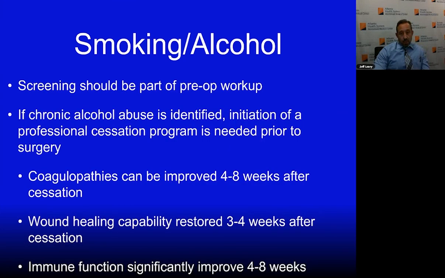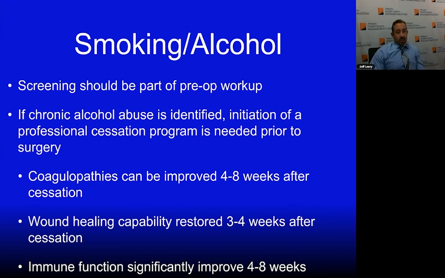The screening workup, there should be a questionnaire that's part of the routine pre-op evaluation. If chronic alcohol abuse is identified, a professional cessation program needs to be started. I absolutely do this in my own practice. I routinely postpone surgeries until I know a patient has a documented treatment plan in place.